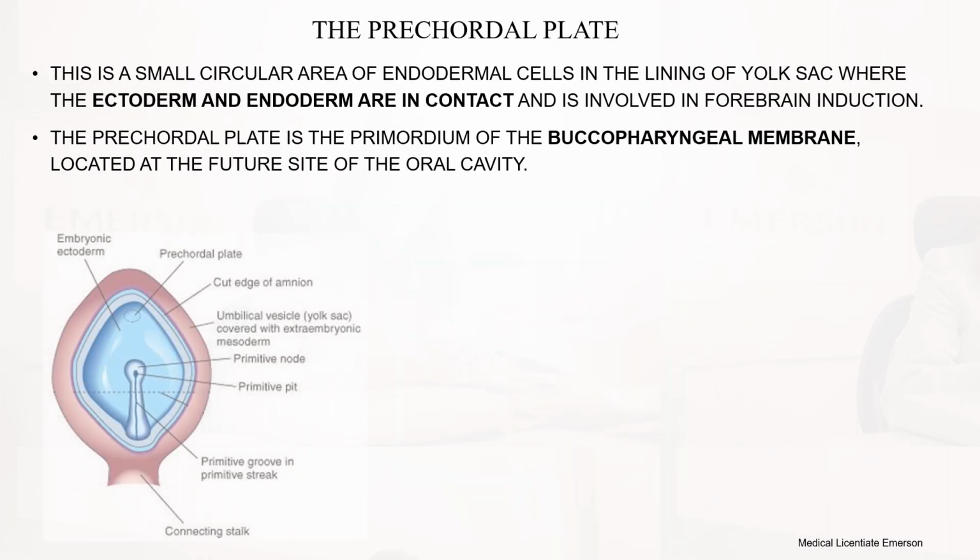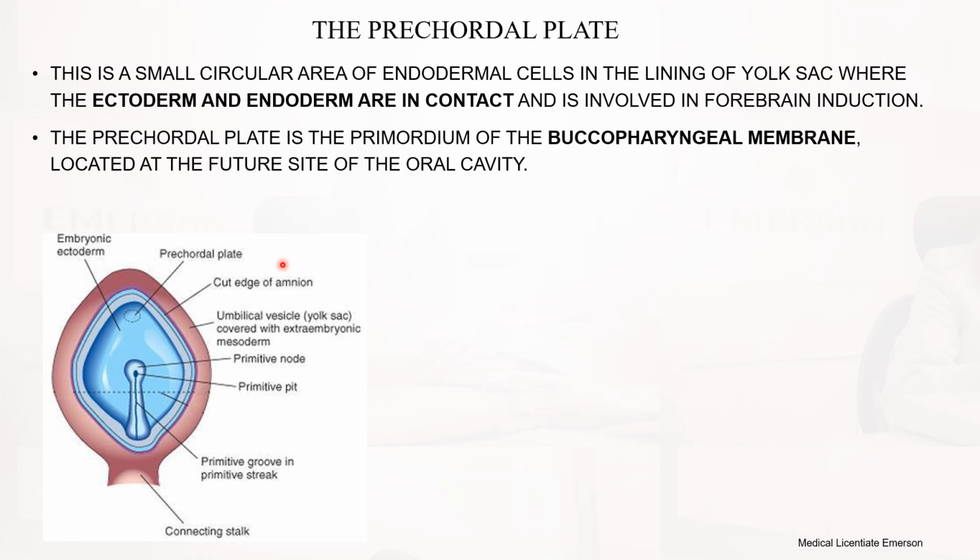Let's go. So next is the precaudal plate. This is a small circular area of endodermal cells in the lining of the yolk sac, where the ectoderm and endoderm are in contact and is involved in the forebrain induction. So the precaudal plate is the primordium of the buccopharyngeal membrane located at the future site of the oral cavity. So that's what we are saying.